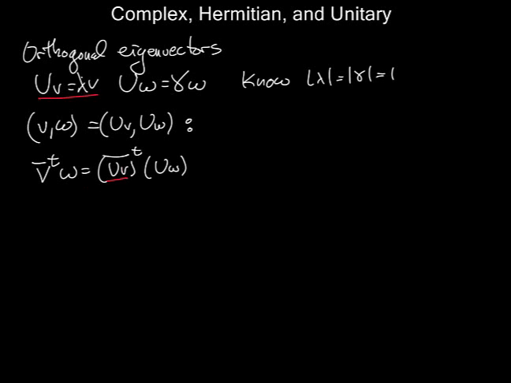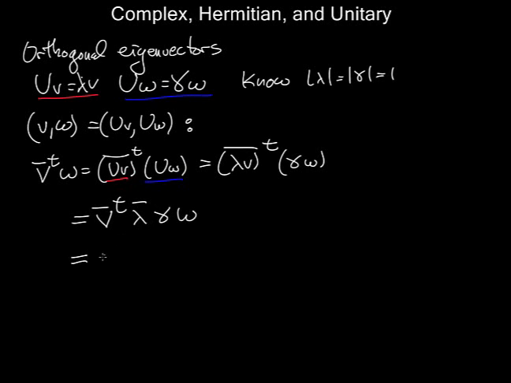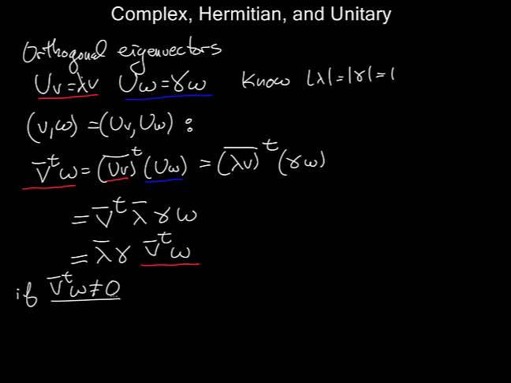And now Uv is lambda v, so I'll plug that in here. Lambda v bar transpose. And similarly, Uw is gamma w, so I get gamma w. And this is v bar transpose lambda bar gamma w. I can pull the scalar lambda bar gamma out front. And these two things I'm saying are equal. Well, if v and w are not orthogonal, which is to say their inner product is not 0, that forces lambda bar gamma to be 1 for these two things to be equal.